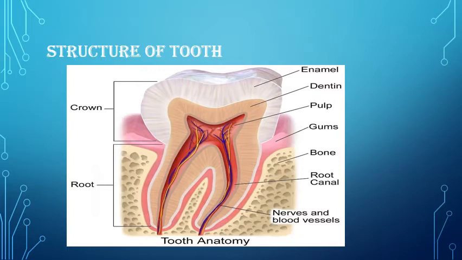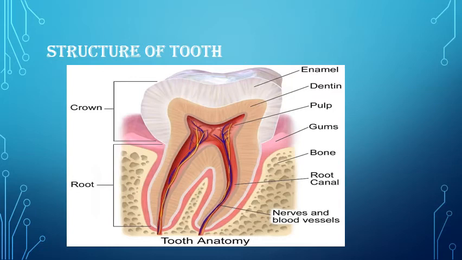So someone can ask, what is this soft portion of the tooth? That is pulp, which contains blood vessels and nerves. With the help of blood vessels and nerves, they can supply nutrition for enamel as well as for dentine, as our teeth also need some nutrition.